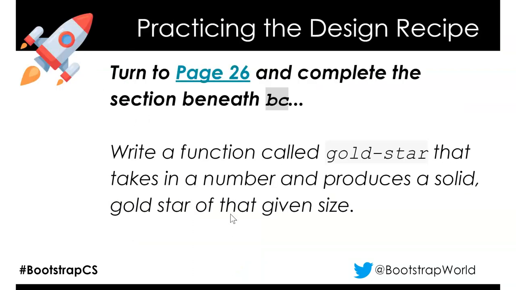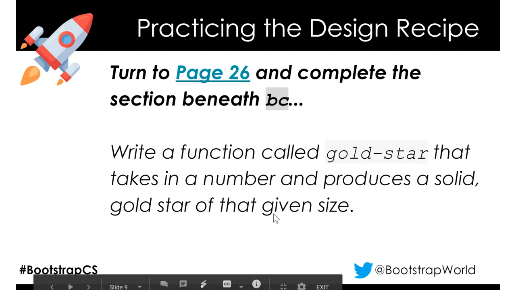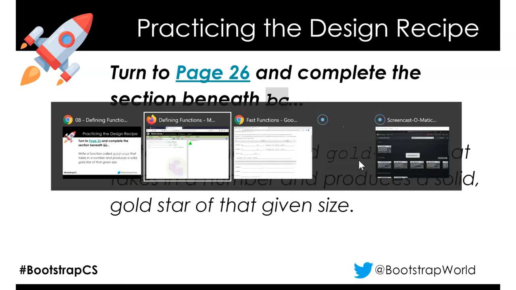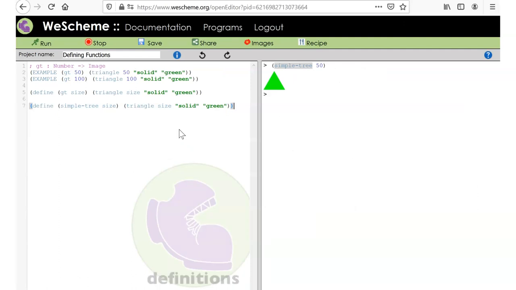All right, so now on page 26, you did the BC section. Now I want you to please write a new function called gold star that takes in a number, produces a solid gold star of that size. So this is very, very similar to the design recipe before. And let's go back to see how we're going to do it. You can do it on your sheet, or if you're ready to do it just in the definitions area, that's fine too.